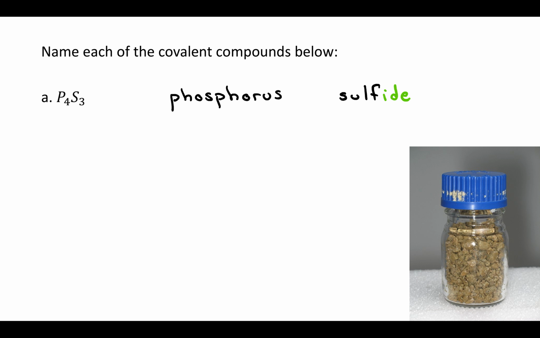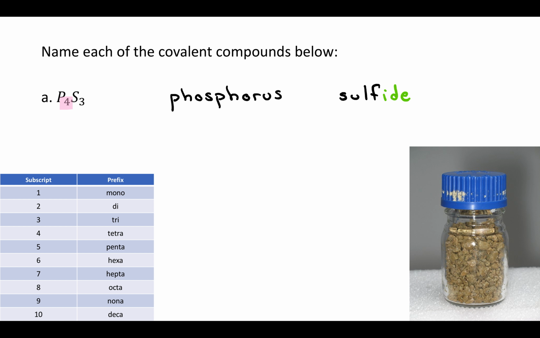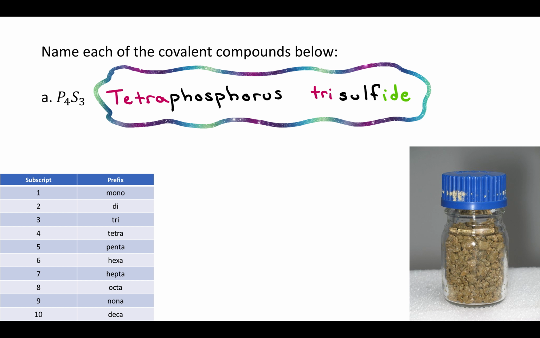Now, for covalent compounds, we still have to put prefixes in to say how many of each element we have. The subscript after phosphorus is 4. The prefix that corresponds to 4 is tetra, so we're going to put the prefix tetra in front of phosphorus. So tetraphosphorus. The subscript that comes after S is 3. The prefix that corresponds to 3 is tri, so we're going to put the prefix tri in front of the sulfide. So the full name for P4S3 would be tetraphosphorus trisulfide.